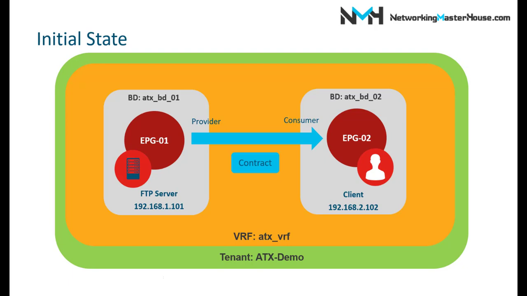The initial setup is the outcome of my previous demo on ACI contracts. So we have two EPGs. There is EPG1 with FTP server and EPG2 with FTP client. As for now, we have a contract configured between them that allows only FTP communication between them. But what are we trying to achieve in this demo?